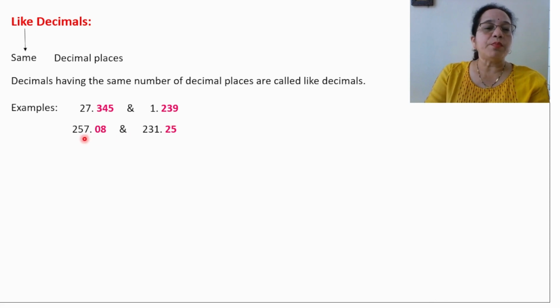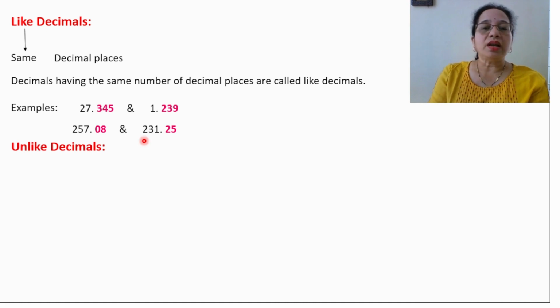Take one more example, 257.08, two decimal places. Another number is 231.25. So here you can see that decimal places are 2. This is same. So these are also called like decimals.